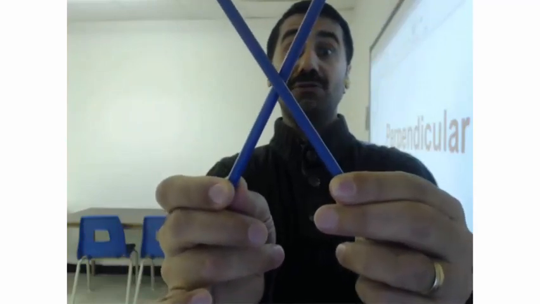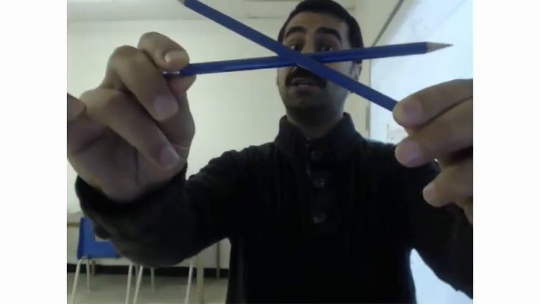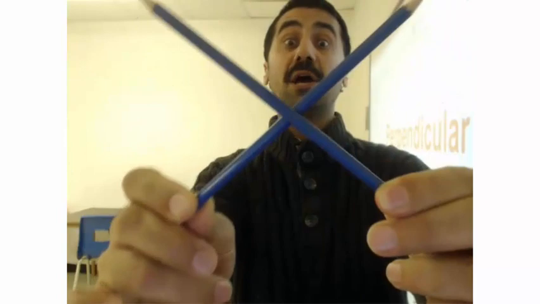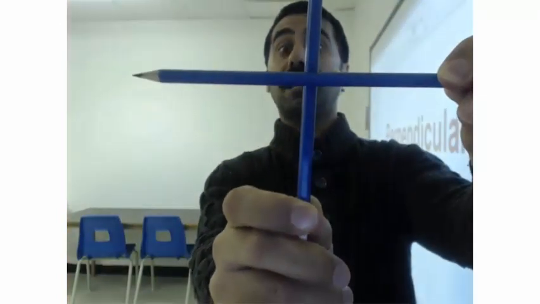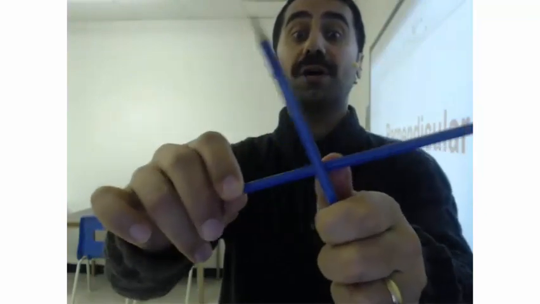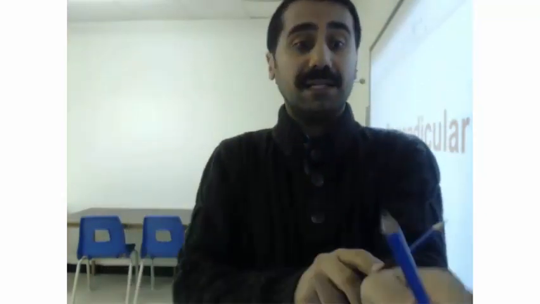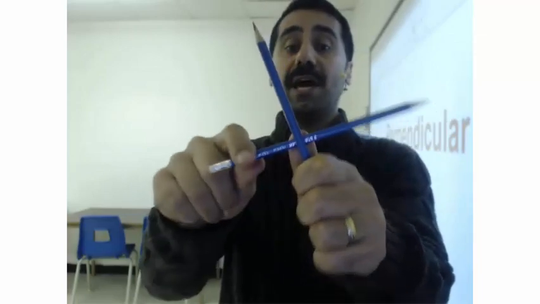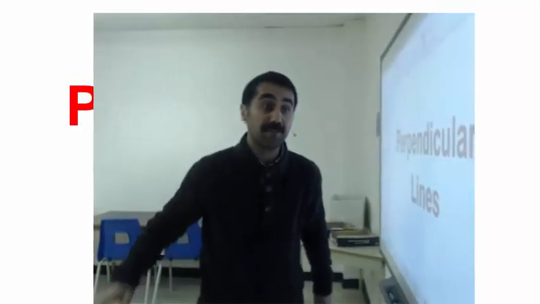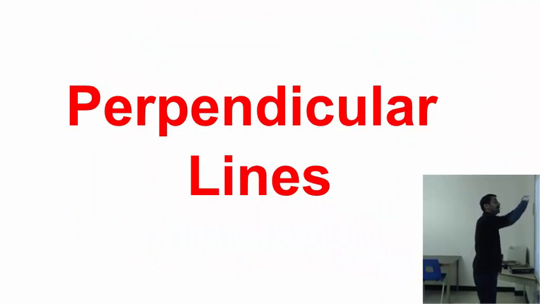So these two lines are not perpendicular. These two lines are not perpendicular, but these two lines are perpendicular. These two lines are perpendicular because one of the angles is 90 degrees here. As long as you have 90 degrees between the two lines, it's called a perpendicular line.